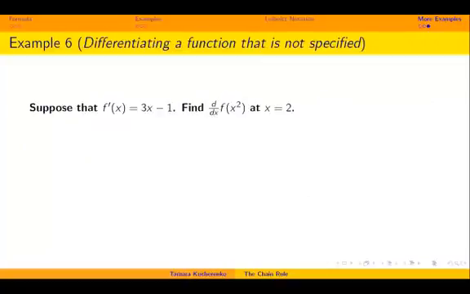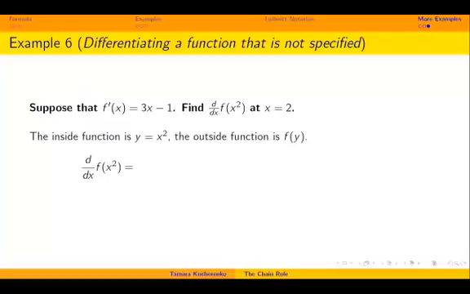Our last example is differentiating a function that is not specified. Suppose that we know the derivative of f. F prime of x is 3x minus 1, but we do not know function f. We need to find d over dx of f of x squared at x equals 2. Here the inside function is y equals x squared. The outside function is f of y.